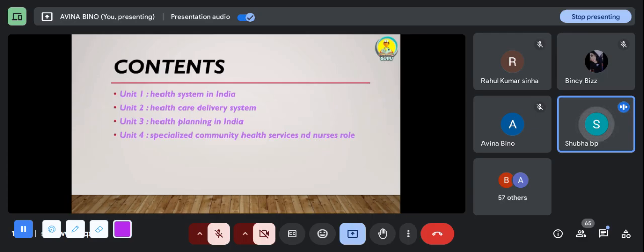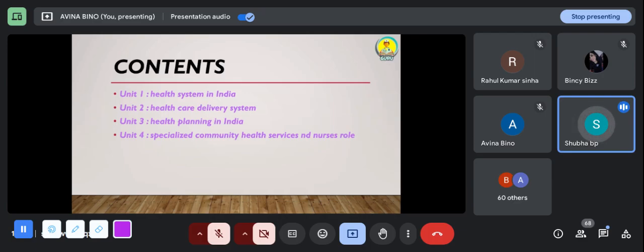So the next thing is the syllabus. What are the units, and what is included in the community health nursing subject? In unit one, the health system in India. In the first unit, there is a discussion of the health system. We have three levels: state level, central level.